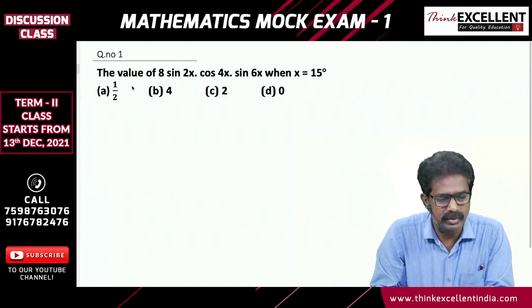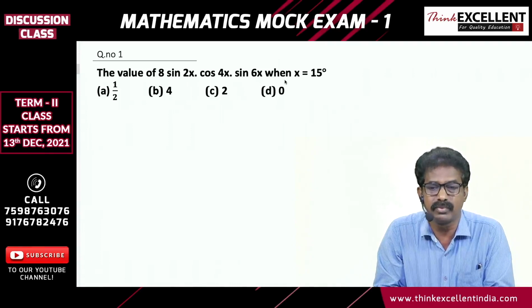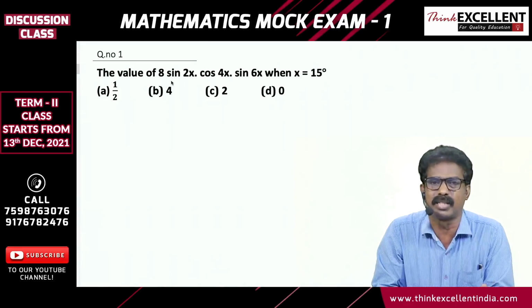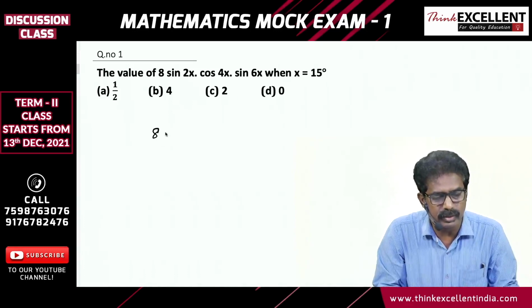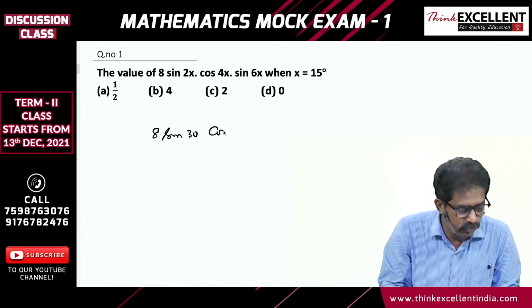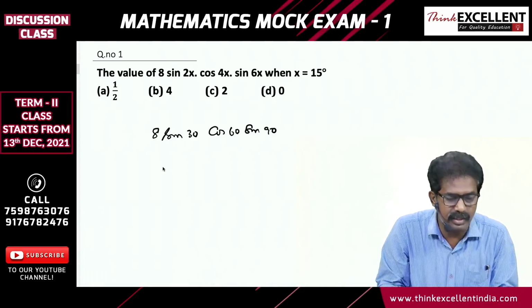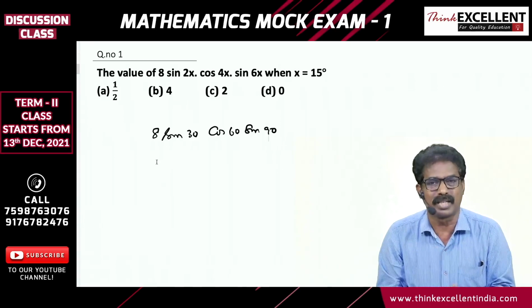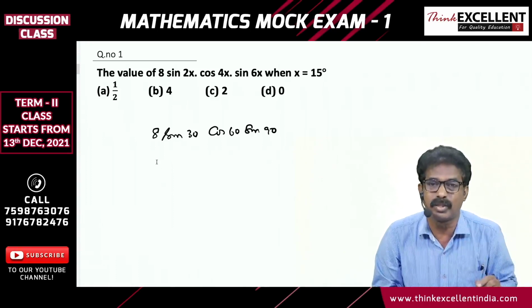Question number 1: the value of 8 sine 2x cos 4x sine 6x when x equal to 15. When x equal to 15, you have to find the value of this. Very simple question, right? Wherever x comes, you put 15. So 8 into sine 2 into 15, sine 30, cos 4 into 15, cos 60, sine 6 into 15, sine 90. Only thing, that trigonometry table you must know, right? So hope all of you know the table. Even if you make one entry wrong, totally you'll be losing, right?